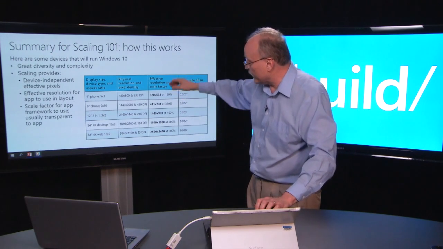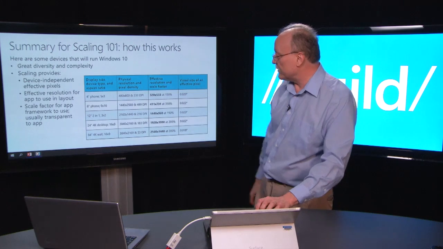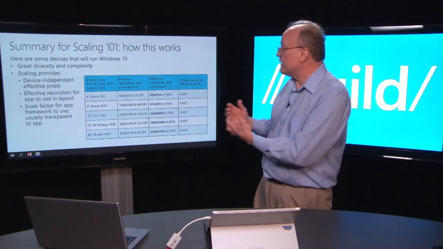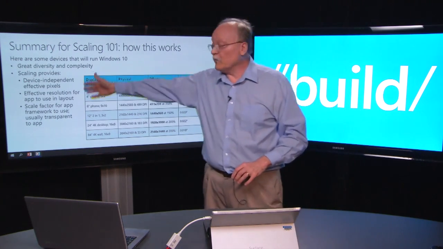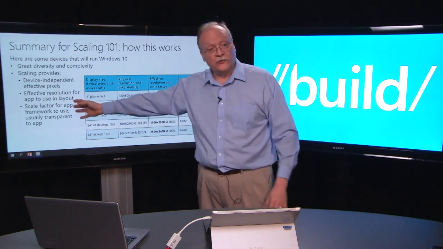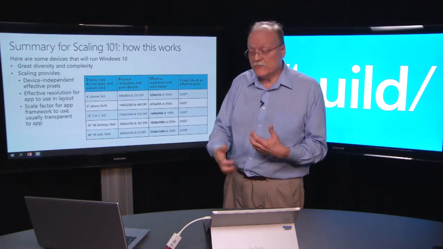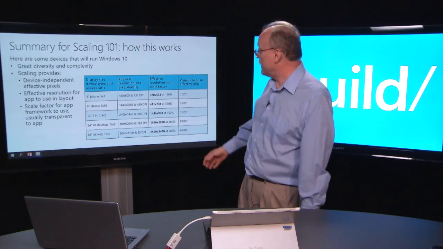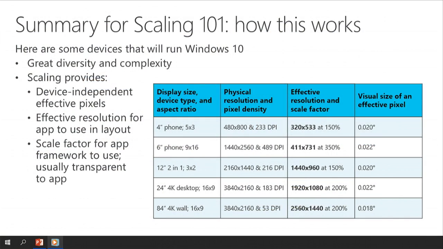And then we have various scale factors that we've picked out of our set of plateaus. So at the end of the scaling process, we can give you an effective resolution that you can use in layout. We have the scale factor that we usually give to the app framework, and it does the magic scaling for you. And you end up being able to code your design to these effective pixels and be very confident that the experience you're going to provide is going to look reasonably the same across all these devices and will work well for your customers.